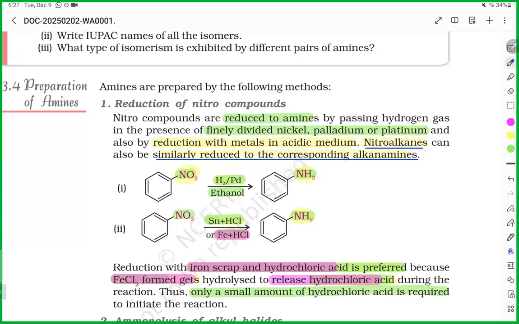If you have a nitro group and you want to convert this into an amine group, Jordan, is it oxidation or reduction? So this is a reduction. Easy. Tell me what are the criteria of reduction? All criteria total.